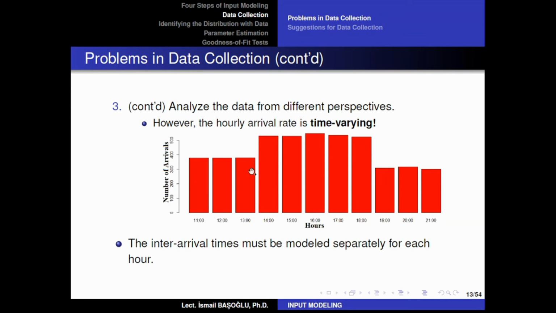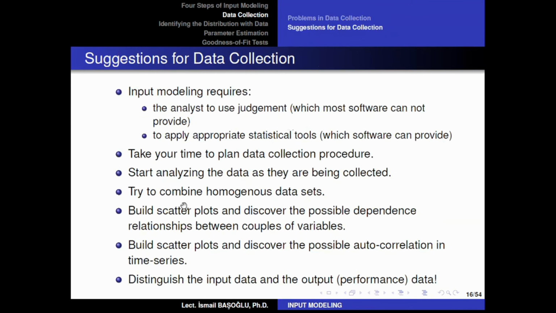So instead of developing a separate exponential model for each hour, I'm just going to combine this homogeneous data set here, and for the first 3 hours, I am going to develop a separate model. Just like I'm going to develop a separate model for the next 5 hours. So this suggestion suggests that we try to combine homogeneous data sets. If the data sets are similar to each other in behavior, why should we develop a separate model for them? Instead, you can combine the data, and with a large amount of data, you can develop a much more reliable input model.